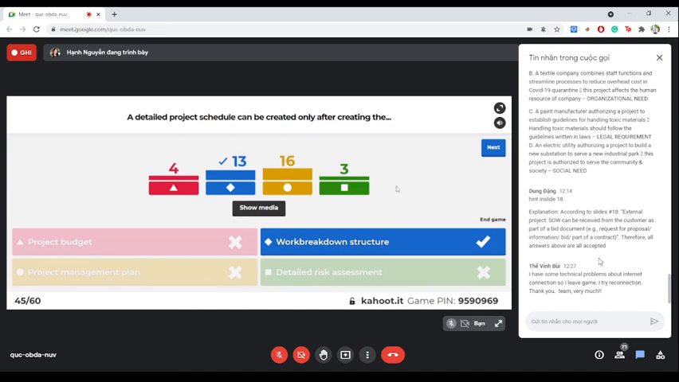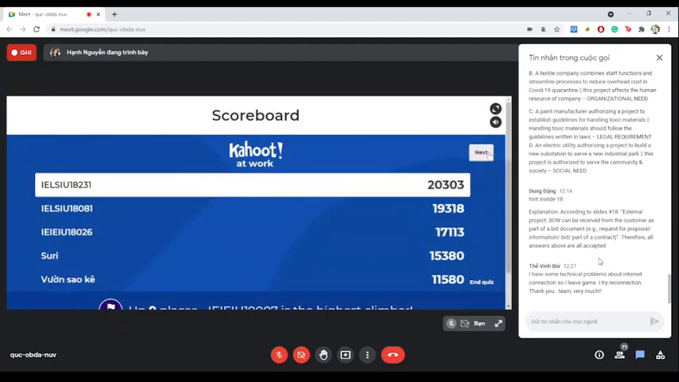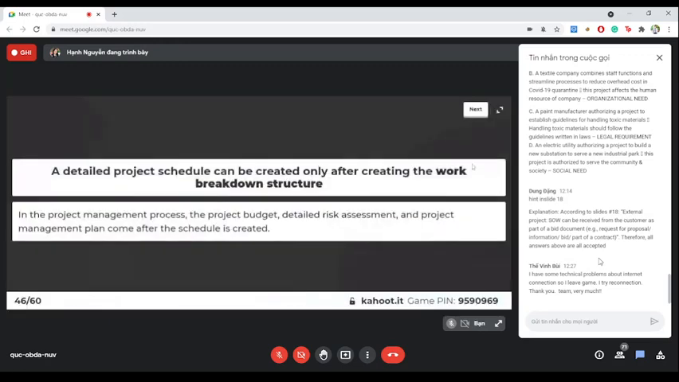Okay, so I can see that some of you are still mistaken. So I would like to explain this again. In the project management process, the project budget, detailed risk assessment, and project management plan come after the schedule is created. Okay, so the only answer that could be an input is the work breakdown structure.